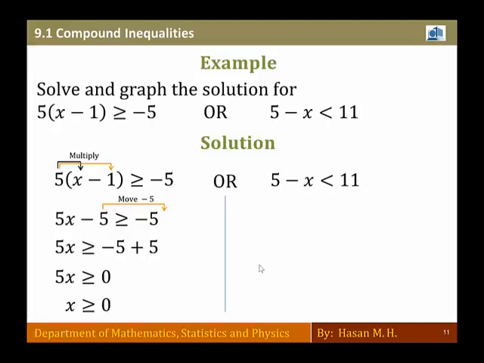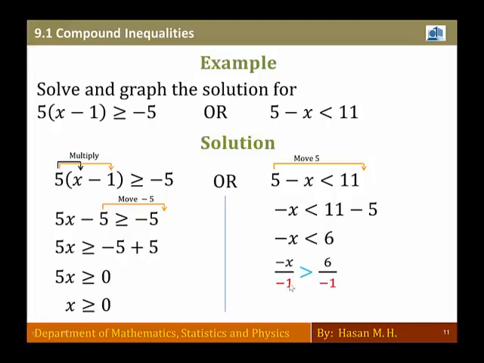Now solve the other inequality, 5 minus x less than 11. Move the 5 to the other side of the inequality. We will have -x less than 11 minus 5. 11 minus 5 equals 6. We will have -x less than 6. Divide each side by -1, and remember that the sign direction changes when you divide by a negative number.